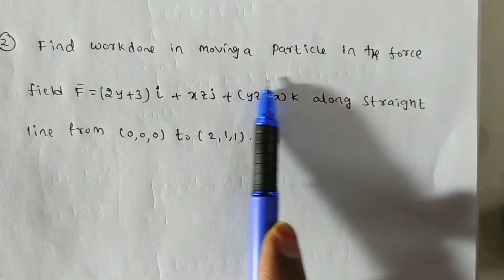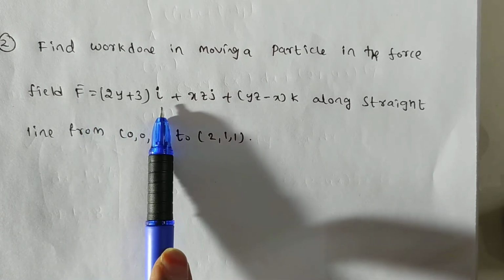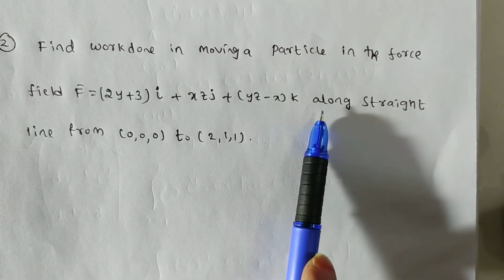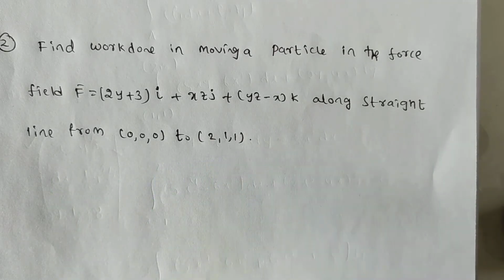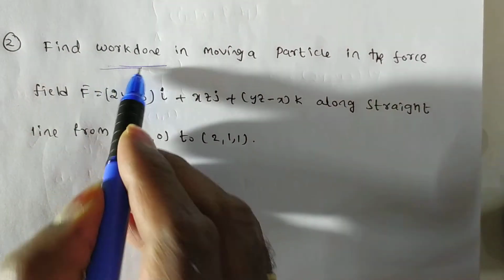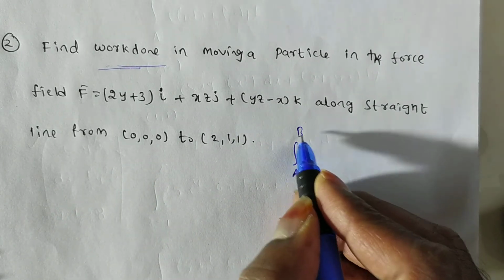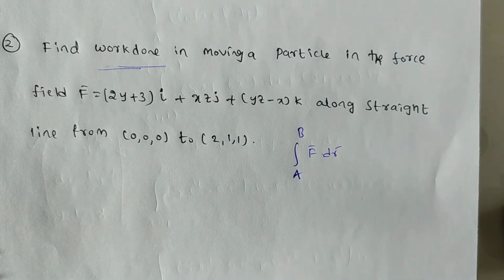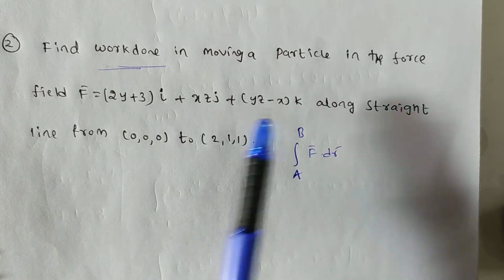Find the work done in moving a particle in the force field F bar = (2y + 3) i + xz j + (yz - x) k along the straight line from (0,0,0) to (2,1,1). You see friends, what we have to do here? Work done from point A to point B is nothing but the integral from A to B of F bar dot dr bar. You know that F bar dot dr bar is F1 dx + F2 dy + F3 dz.